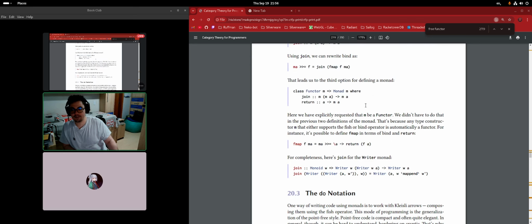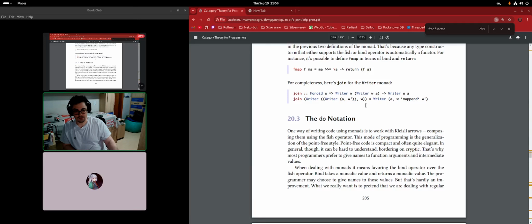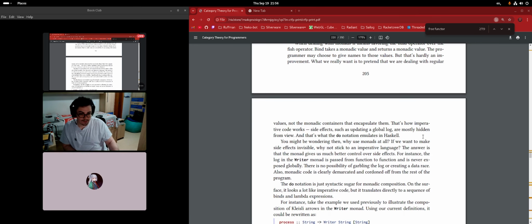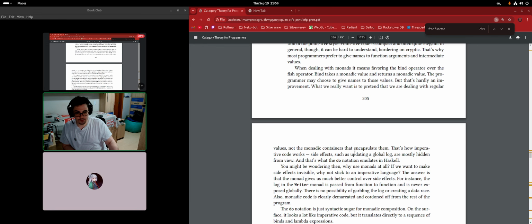Because you can define bind using fish. You definitely can make fish the base, the bottom abstraction of do, but I don't know the intricacies of doing so. Anyway, then we're talking about the notation and all that stuff. The ability to give bind and not fish is because it lets you avoid intermediate values in some cases. That makes sense.